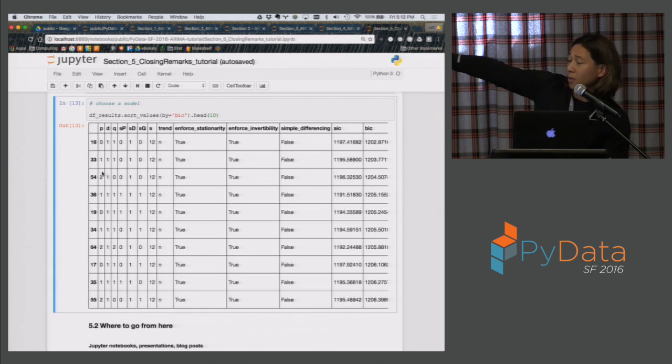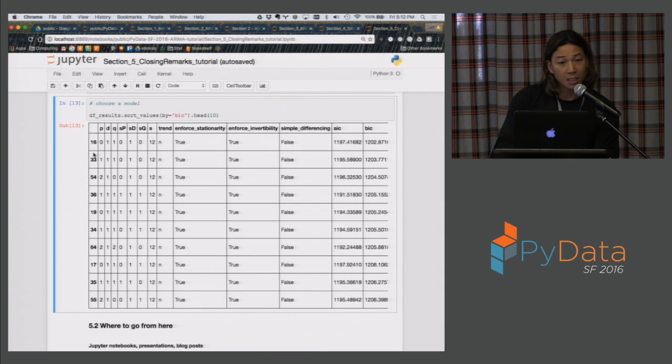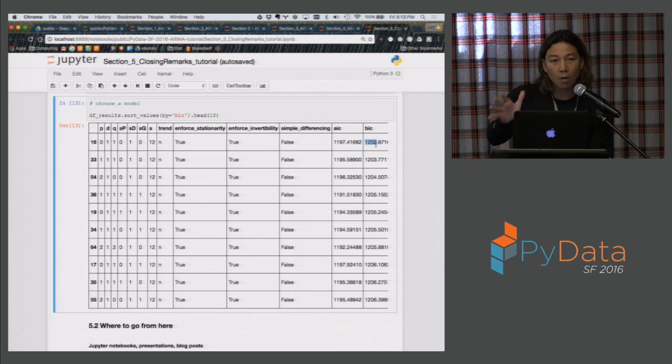So these are the model numbers. The first column, model number 16, model number 33, by lowest BIC. You see it here. You can sort it by lowest AIC too. But again, it's just a way for people to do it. It all depends on the problem that you are trying to solve.